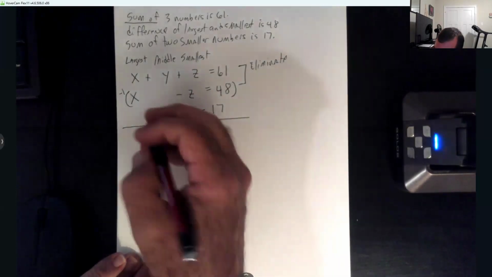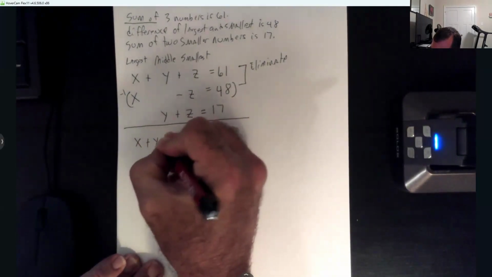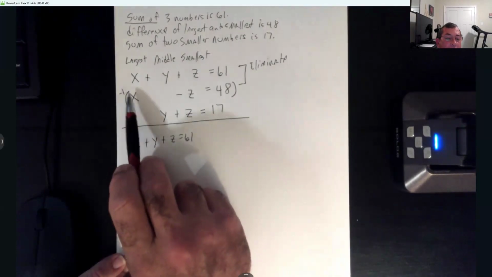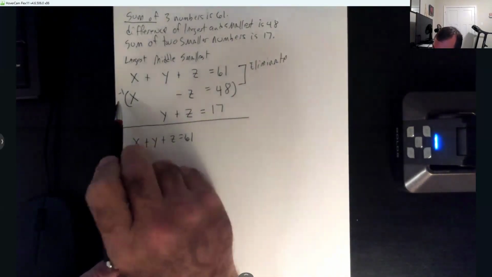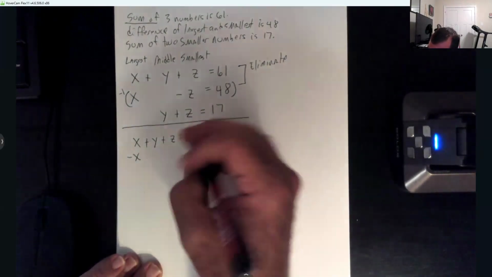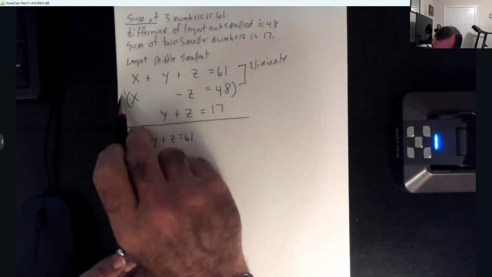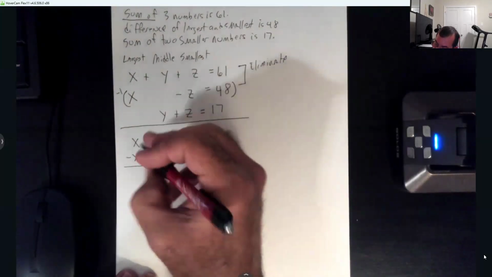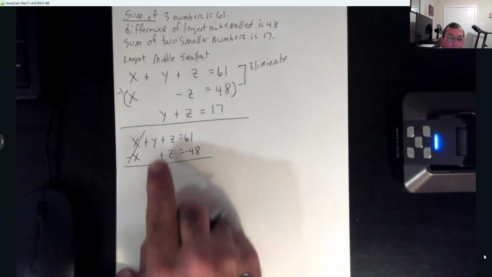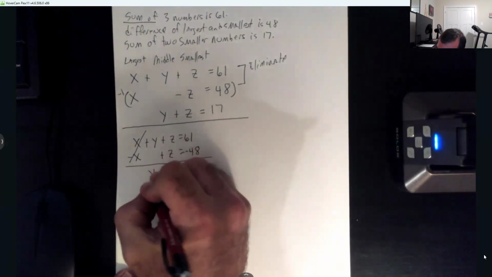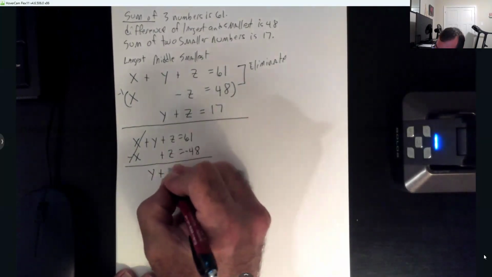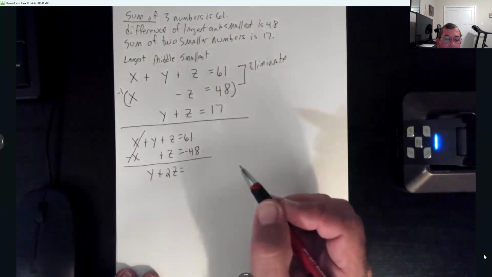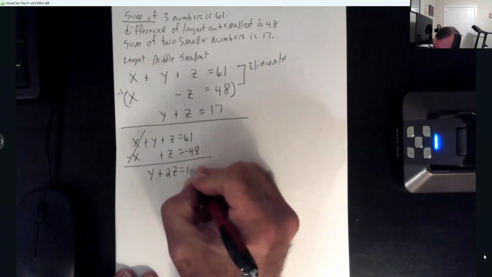So y'all, my first equation stays the same. X plus Y plus Z equals 61. Multiplying this one by the negative, you're going to get a negative x. You're going to get a positive z because you got negative times a negative. And then that's going to equal that negative times that 48, which is negative 48. But y'all, I needed these x's to cancel, and they now cancel. So bring down the y. Z plus z gives me 2z. And then 61 minus 48 should give me what, about 13 on that?